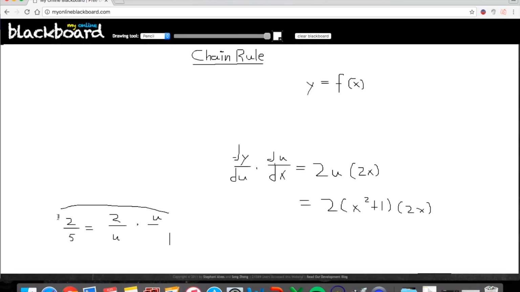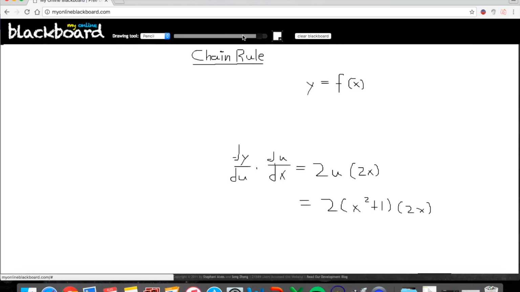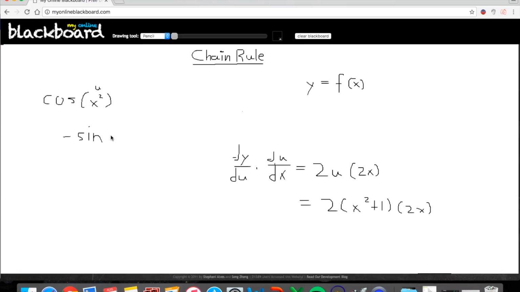So, here, cosine of x squared. We want to find the derivative of this. So, in the same way, we're going to treat this as a u function. So, the derivative of cosine is just negative sine of this variable here, which is u, or x squared. But then we multiply it by the derivative of the inner function, du with respect to dx, and then that will just be 2x. So our final answer is negative 2x sine x squared.